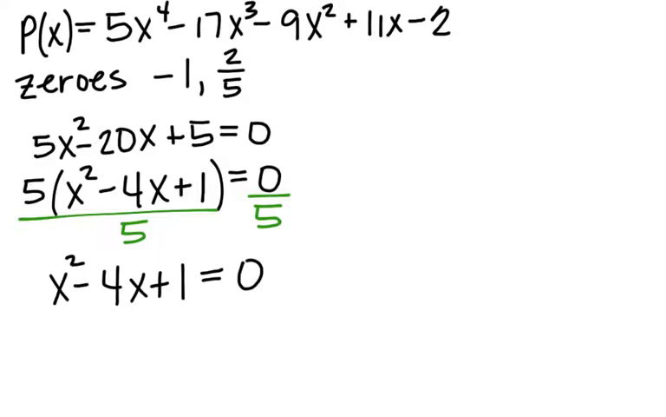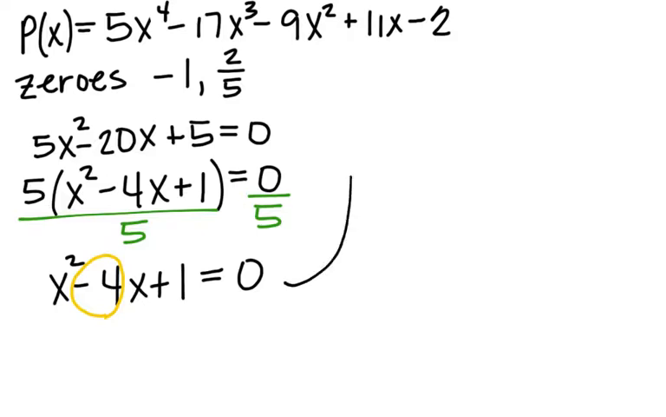So it does not factor. However, this would be a good case to complete the square. And the reason for that is because when you look at the b value, which is -4, it's an even number. So when we complete the square, we have to divide the b value by 2 and square it. And it's easy to divide -4 by 2. So I recommend completing the square.